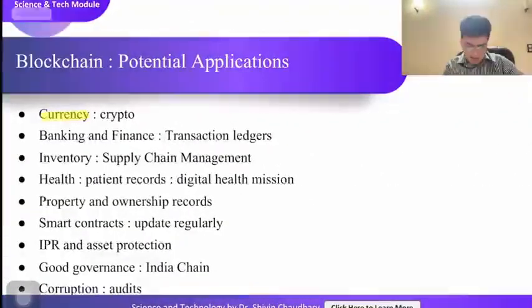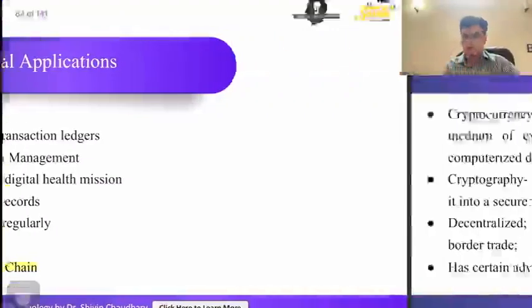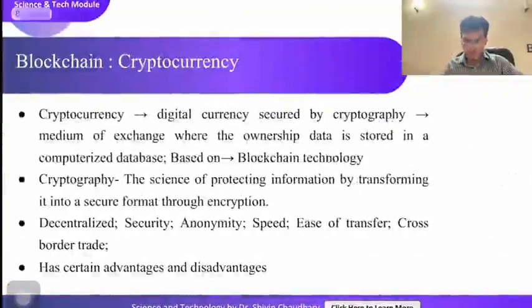And like in currency, it has applications in banking, in inventory, in health, in property ownership, in smart contracts that update regularly because they are linked through blocks, right? IPR, you can store whose intellectual property is where. You can make good governance in India chain. This is India putting apps like DigiLocker, Umang, etc. on blockchain. On corruption, you can do audits and you can see people's bank balances, etc. So blockchain has a lot of applications, right?